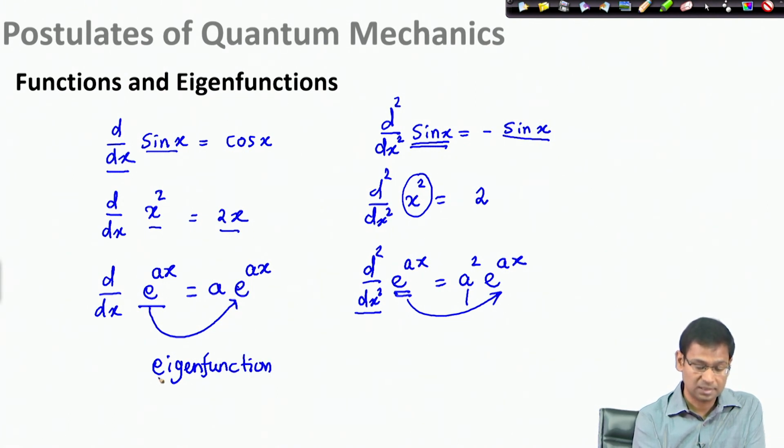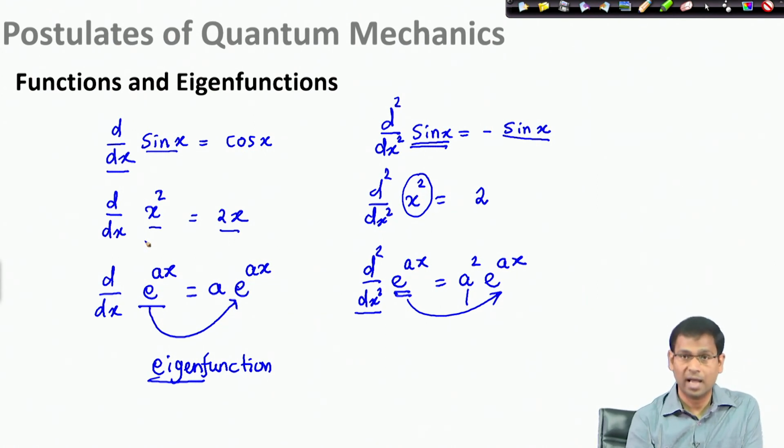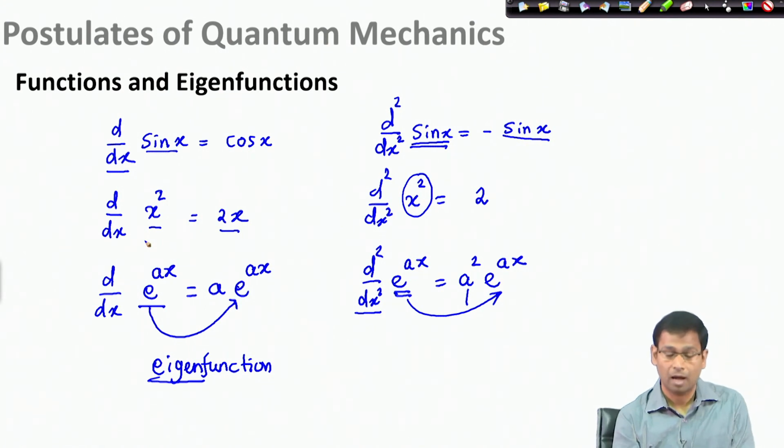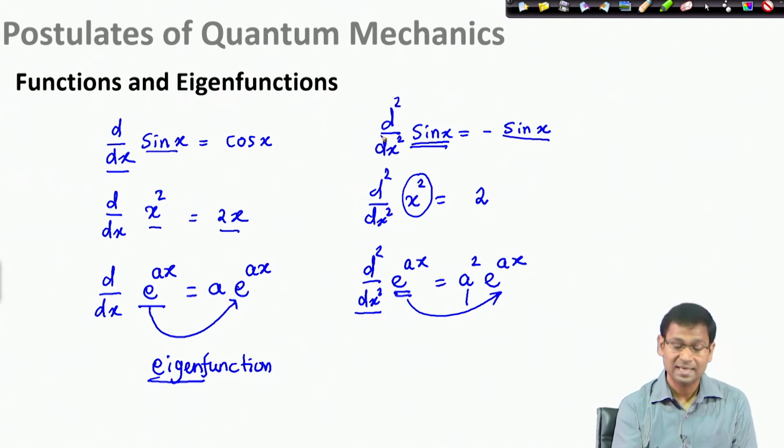Eigen is a German word which means characteristic, and e to the power a x is an eigenfunction of operator d by dx. However, sin x and x square are not eigenfunctions of operator d by dx. On the other hand, when I look at d square by dx square, sin x is indeed an eigenfunction of the operator d square by dx square, because it gives me back the function itself multiplied by a constant, minus 1. What about x square? X square is not an eigenfunction of d square by dx square, because it does not give back the function itself. On the other hand, e to the power a x is again an eigenfunction of d square by dx square.